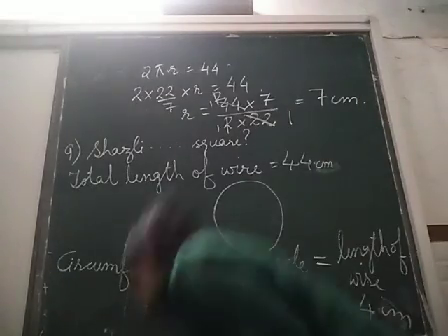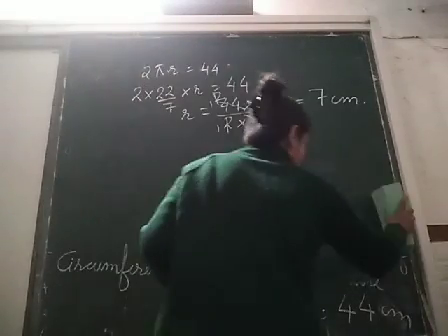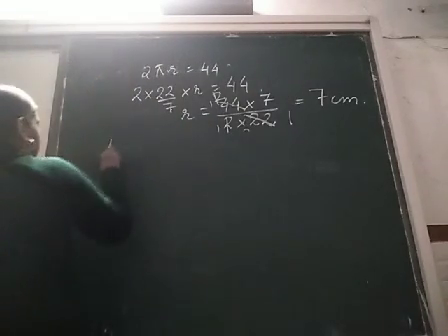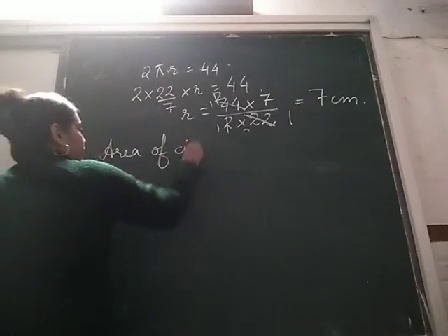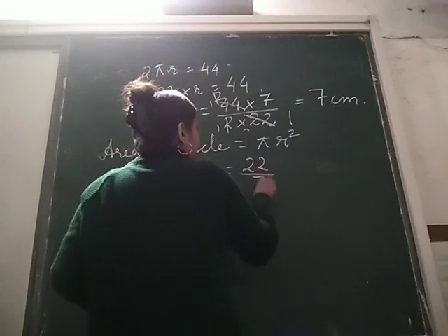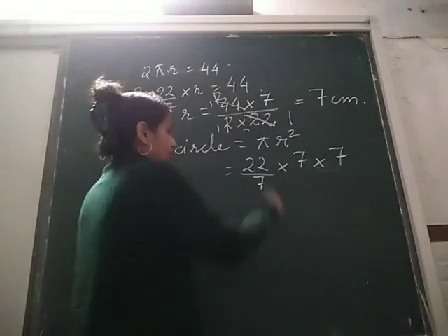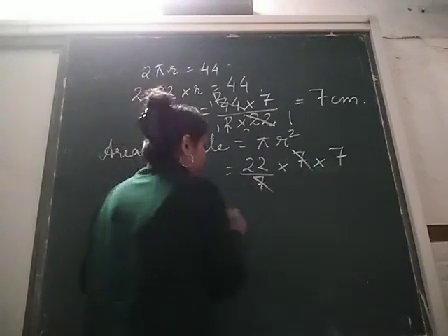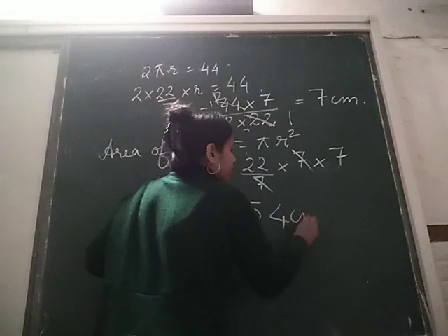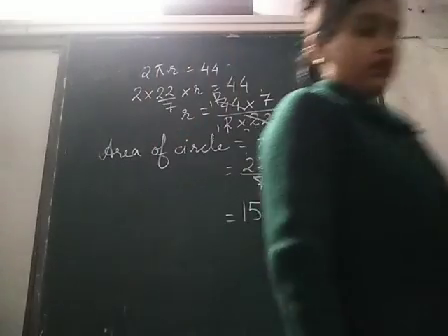Now we have to find the area of this circle. So let's start. Area of circle is pi r square, that is 22/7 into 7 into 7. The value of r is 7. So the area is 154 centimeters square. So this is one part.